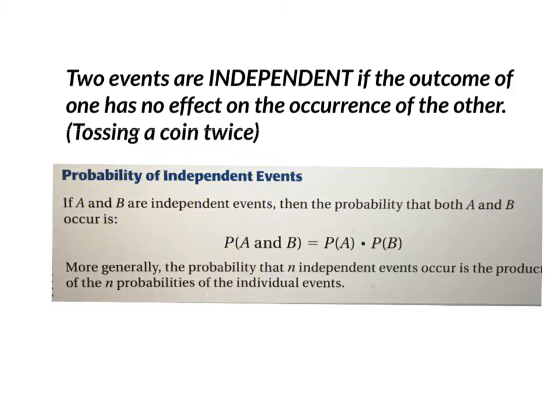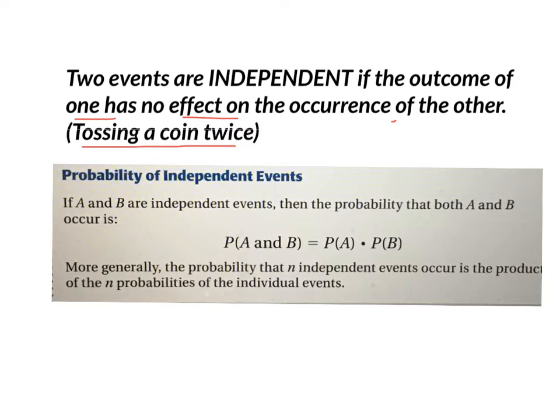All right, two events are independent if the outcome of one has no effect on the occurrence of the other. For example, if you toss a coin 2 times, let's say you get tails, that outcome has nothing to do with the next time you toss it. You could get tails again, you could get heads, still have the same probability of getting either one, even though you've already tossed it once. It makes no difference.